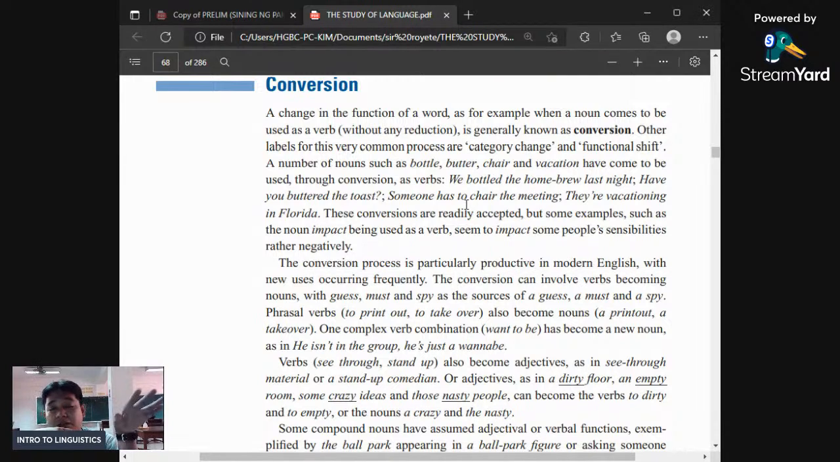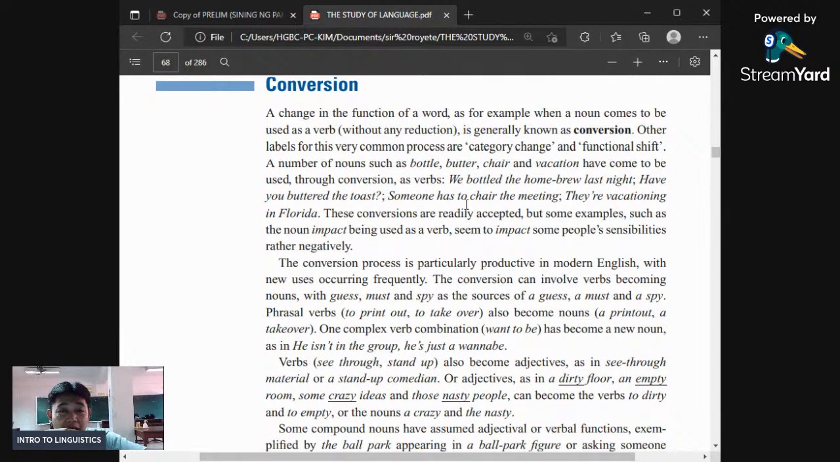Sa isang sentence, you should know what is the function of the word. Right? We should know kung anong function ng word sa isang sentence, kasi it can change its function. Kung akala mo, yung single out mo, noun siya, pero paggamit na pala dun sa sentence, sa verb, so ang tawag sa kanya is conversion.